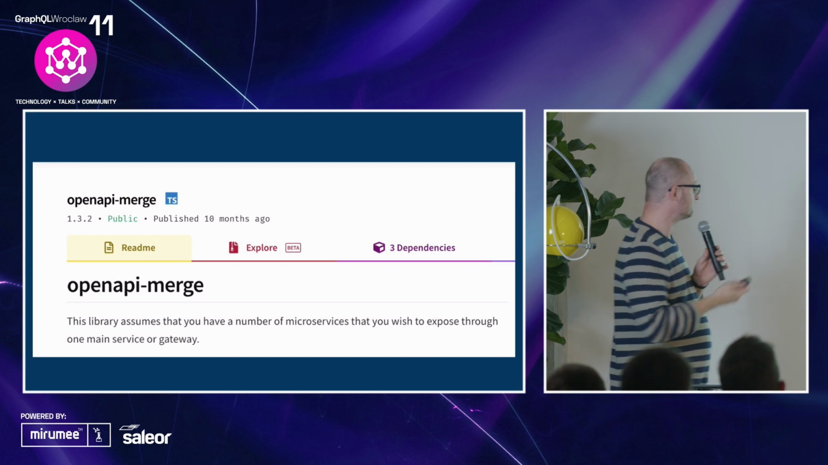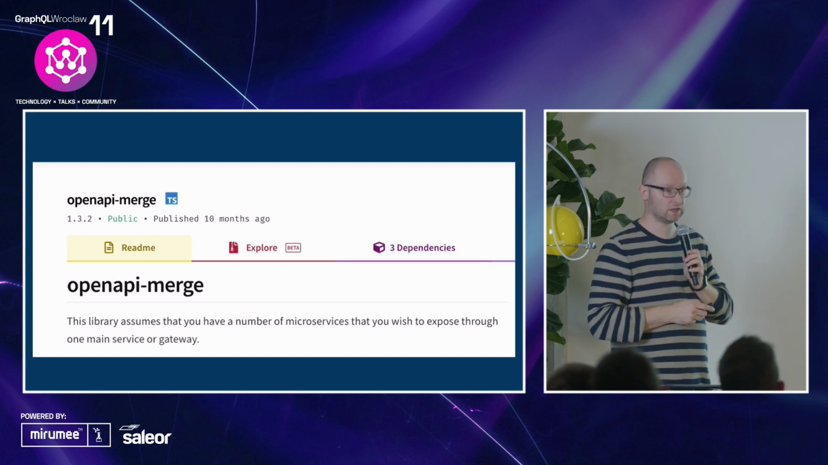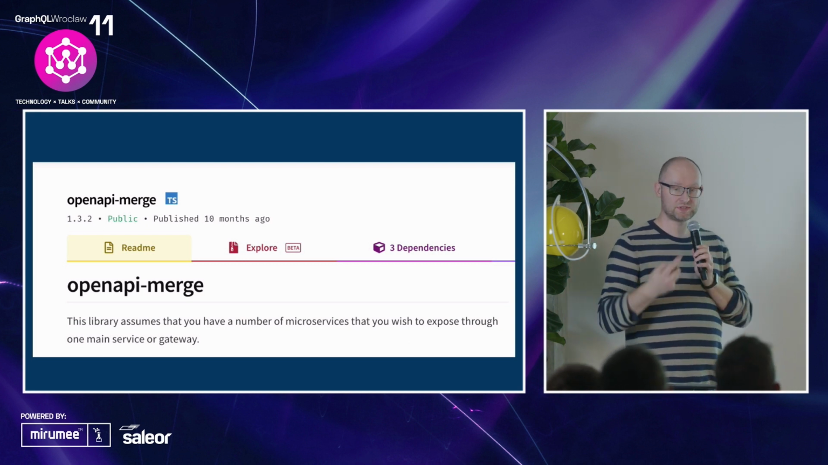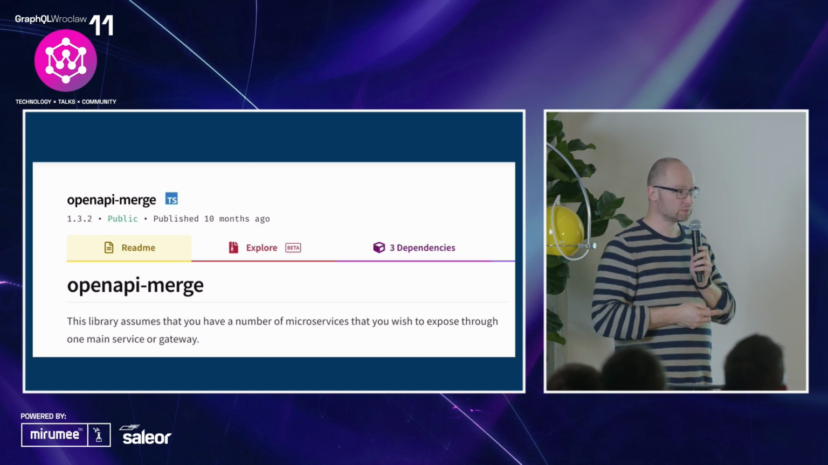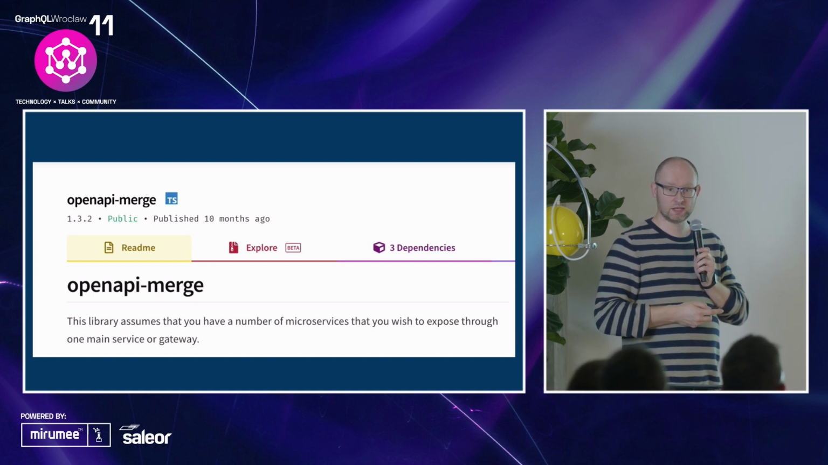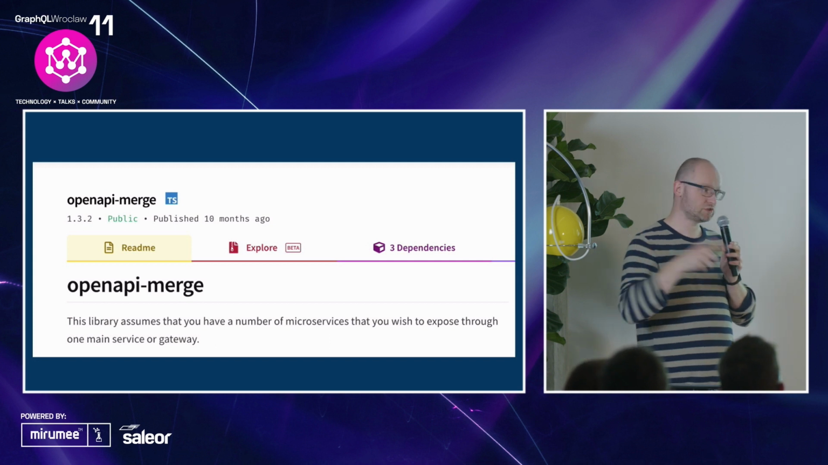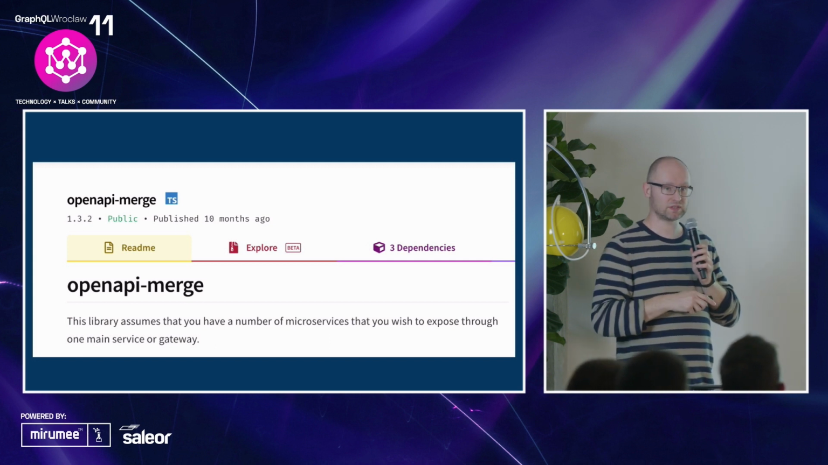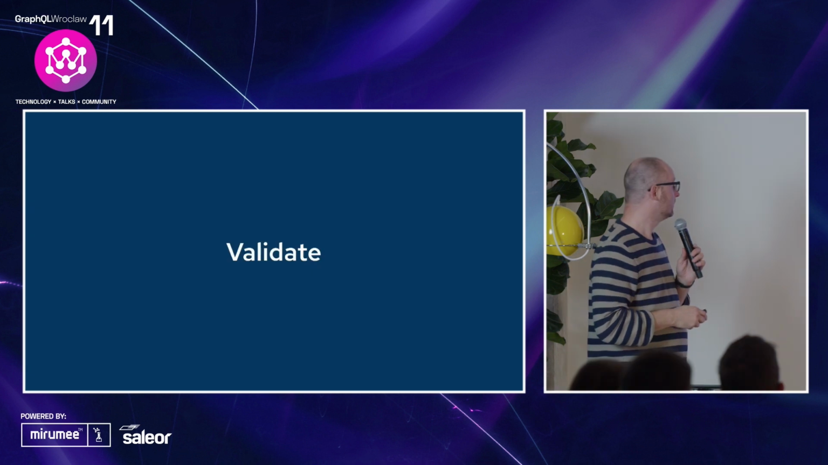Merge: there's an existing project called OpenAPI Merge. You can run it in your CI/CD pipeline to merge multiple microservices into one OpenAPI and have your gateway. It can merge your security requirements, and you can make sure the endpoints are consistent and things like that.